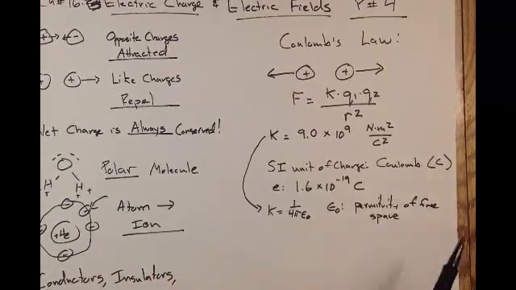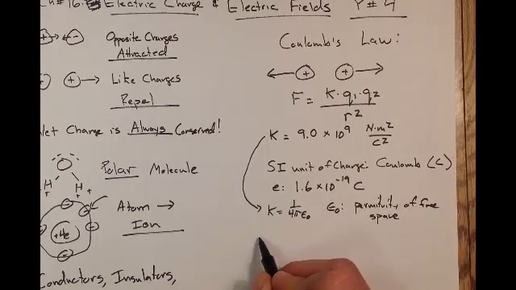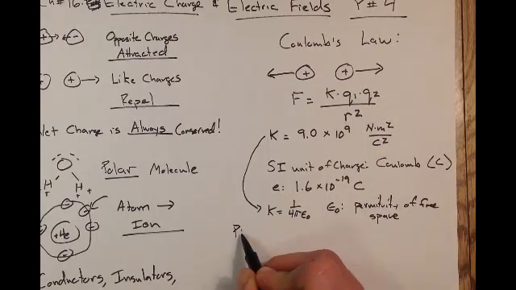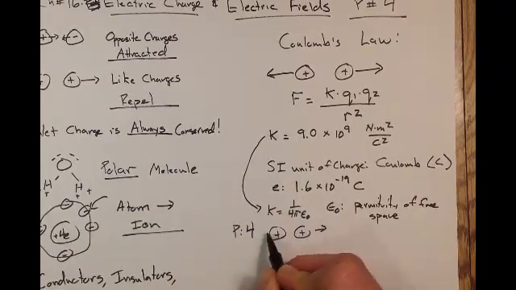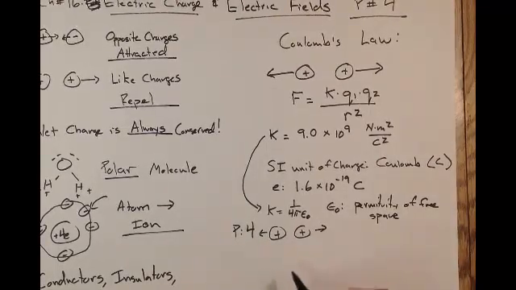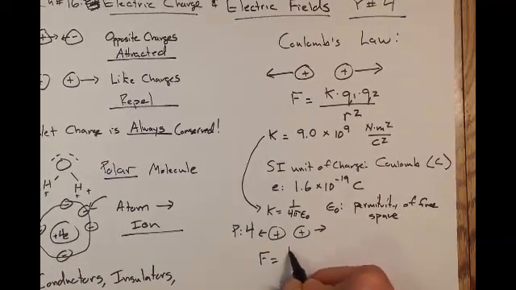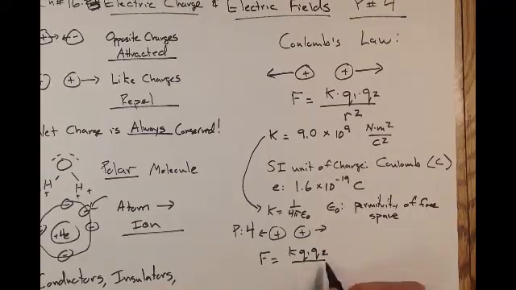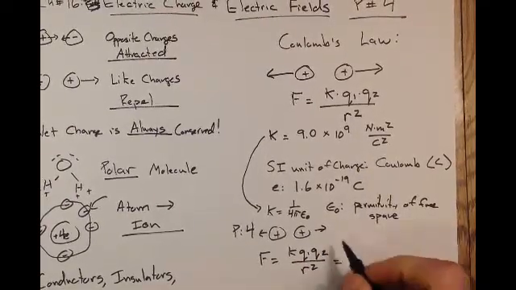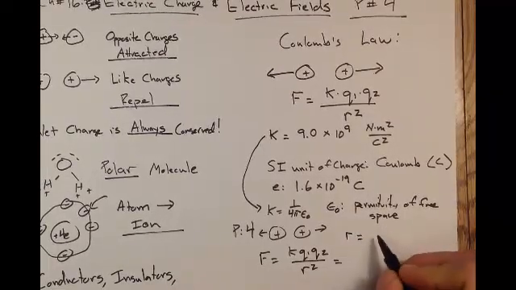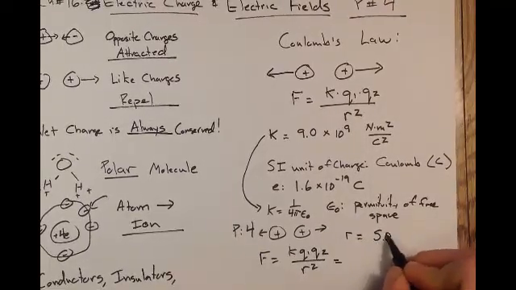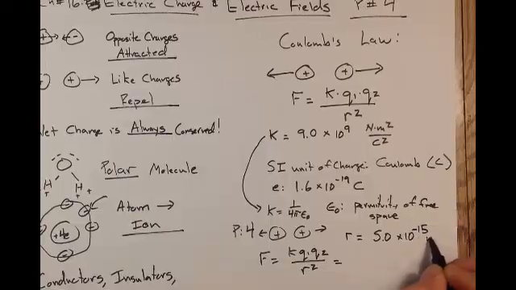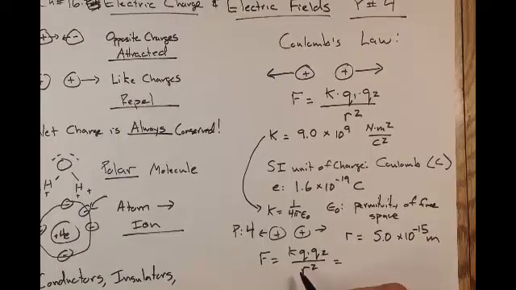Well, let's solve this problem. Enough jibber-jabbering here. So problem 4 states, I've got 2 protons and they are repelling each other. How much force are they repelling each other with? And they tell us that the distance r between the 2 protons, and these are 2 protons in the nucleus of an atom, the distance between them is 5.0 times 10 to the minus 15th meters. Okay, so how much force are they repelling each other with?